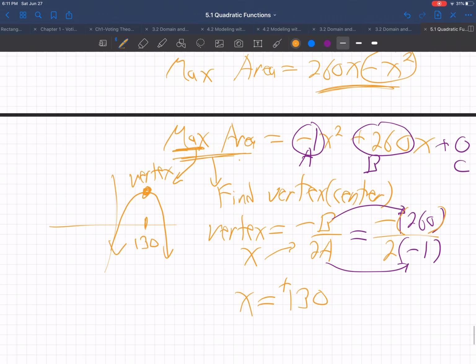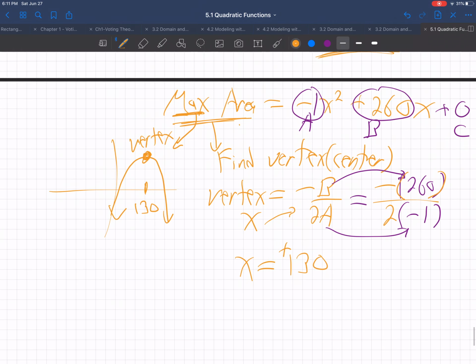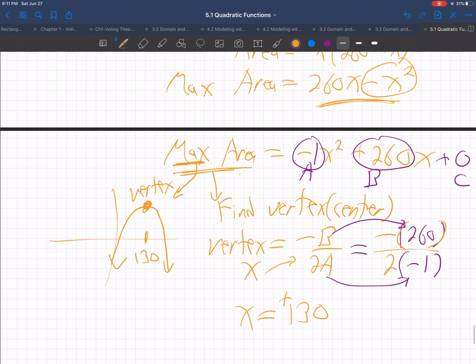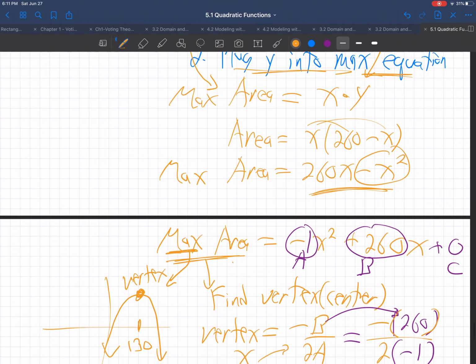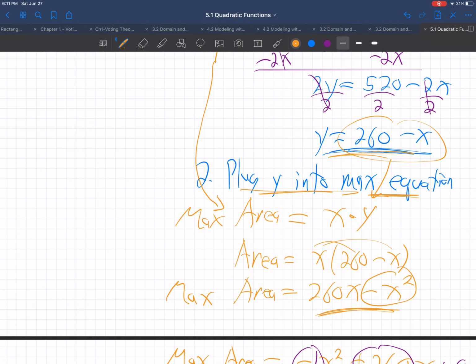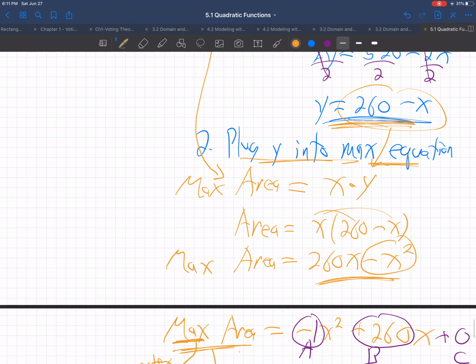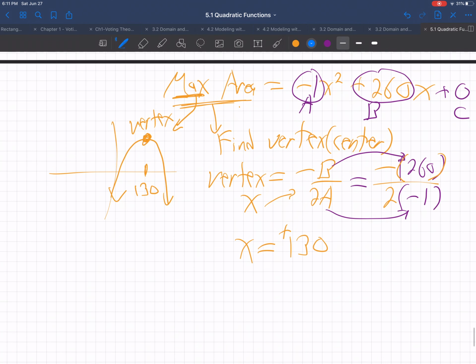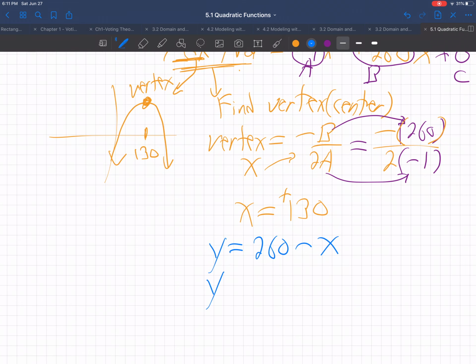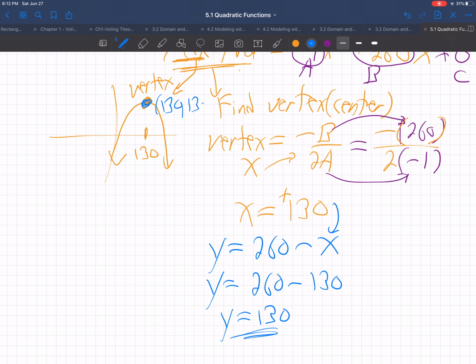Now we want to get the y value. How do we get the y value? Well, we have the relationship up here that we plugged in right there. y equals 260 minus x, doesn't it? So grab that again. y equals 260 minus x. So y will equal 260 minus, plug in that 130. Coincidentally, that just comes out 130. So y equals 130. So this is the point over 130, up 130 in the vertex.